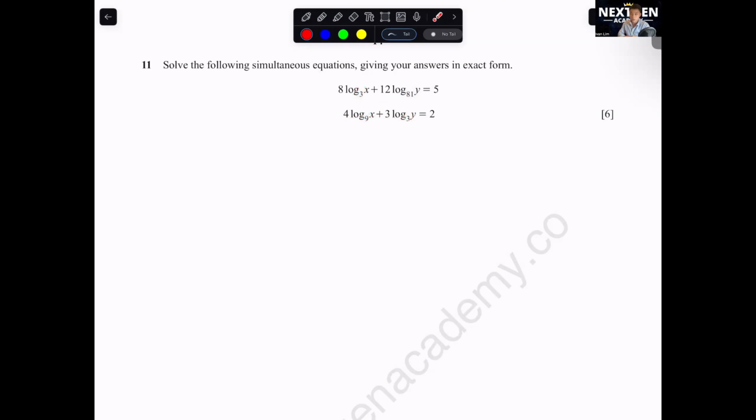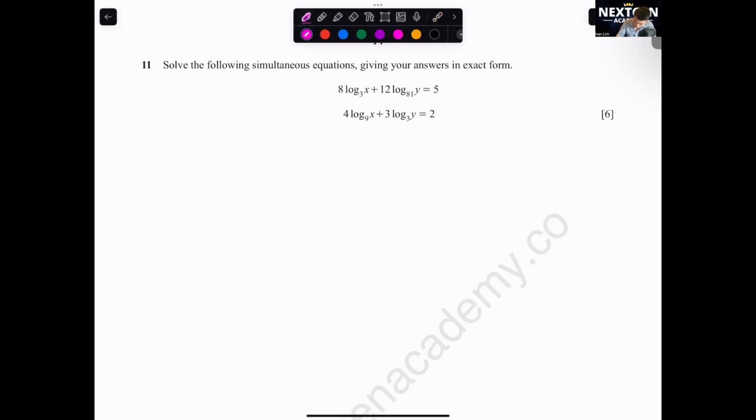All can simplify to log 3, because all these are powers of 3. Let's simplify it, because to solve this log type of simultaneous equation, we need to make them all become log 3x and log 3y. So you can treat it like x and y.